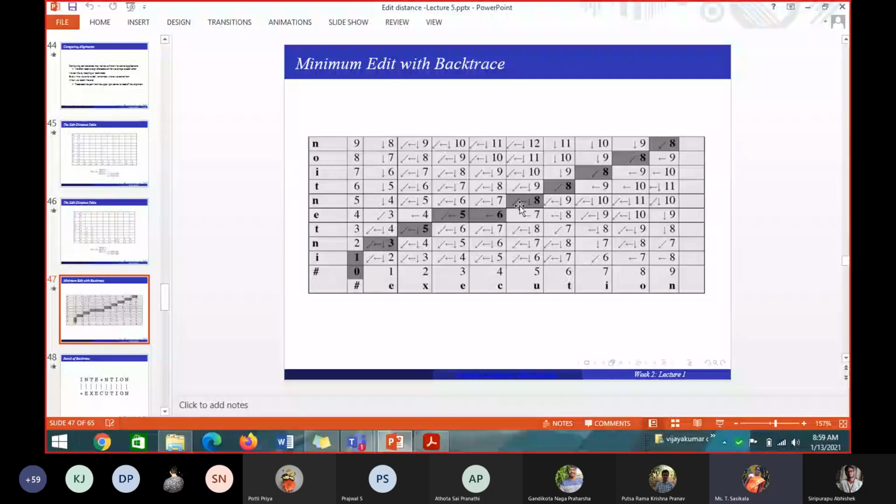Yes or no? So U and N value 8 arrived from which one? The diagonal 8 arrived from which one, students? C and E 6. Since all the three values are the same, you have to take the diagonal. Okay. Next, come here. This is a tricky one.